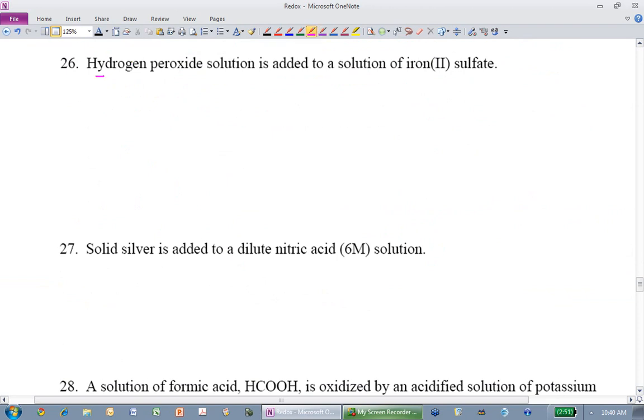So hydrogen peroxide is added to a solution of iron 2 sulfate. So iron 2 can go up to iron 3 or down to iron metal. In this case, because we have peroxide present, which is going to be our reduction, because that O2 minus 2 ion is going to become 2 O minus 2s when we put it into water. So that's going to be my reduction half. So this time, this is going to be oxidized. So it's going to make Fe3+.